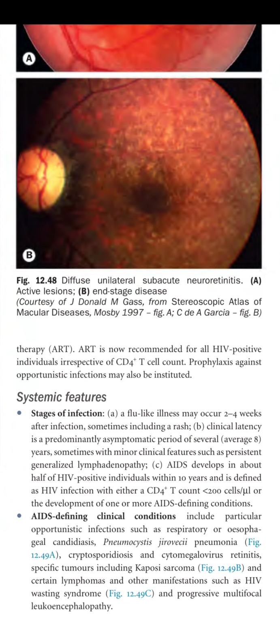So, what are the AIDS defining clinical conditions? They include particular opportunistic infections such as respiratory or esophageal candidiasis, pneumocystis jirovecii pneumonia, cryptosporidiosis, and cytomegalovirus retinitis. Specific tumors including Kaposi sarcoma and certain lymphomas, and other manifestations such as HIV wasting syndrome and progressive multifocal leukoencephalopathy. So these are the opportunistic infections that occur in a case of AIDS.